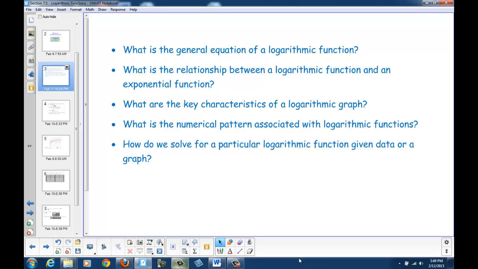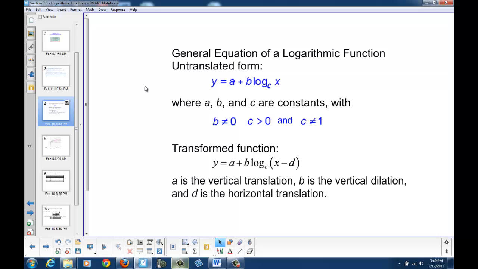Well, let's start with the general equation. Here, the general equation of a logarithmic function in its untranslated form is y equals a plus b log base c of x. A, b, and c are constants. B can't be equal to 0, because then you would just have y equals a. C has to be greater than 0. To raise something to a power over particular values of x, we need to use positive bases. C can't be equal to 1. A base of 1 would result in a constant value of y equals 1.